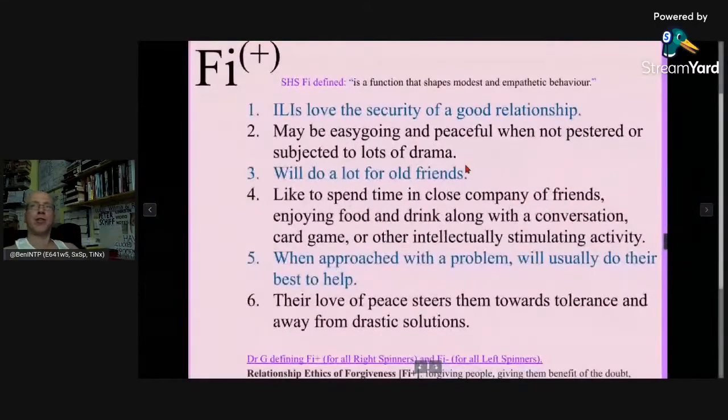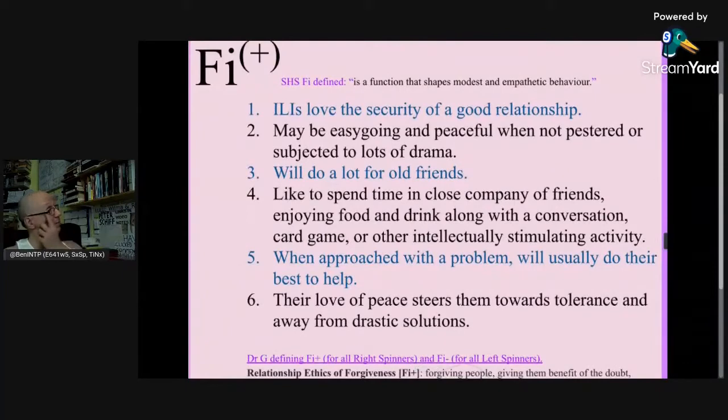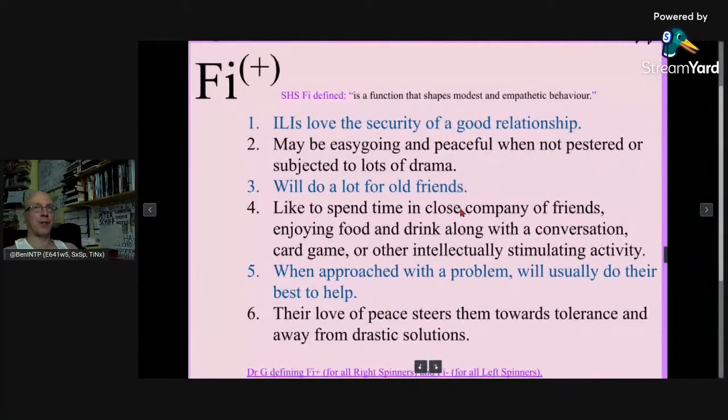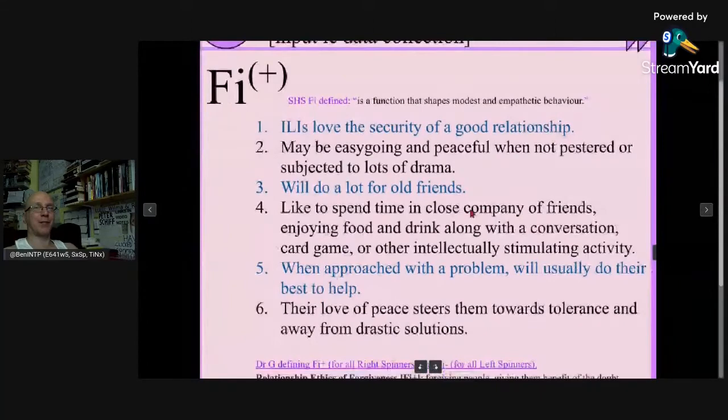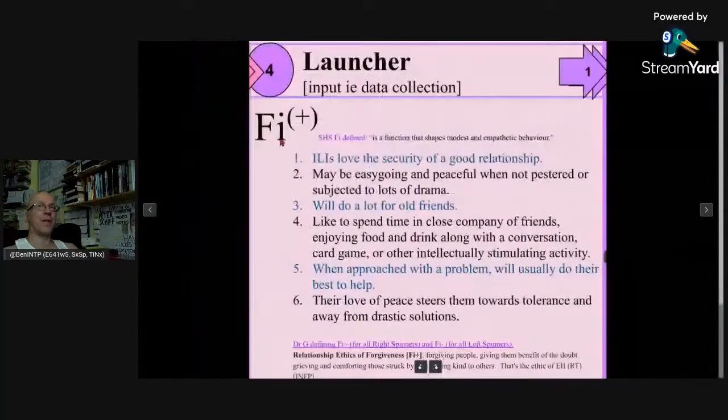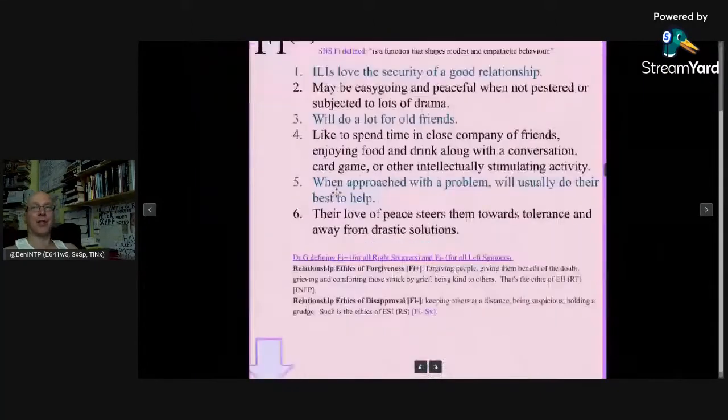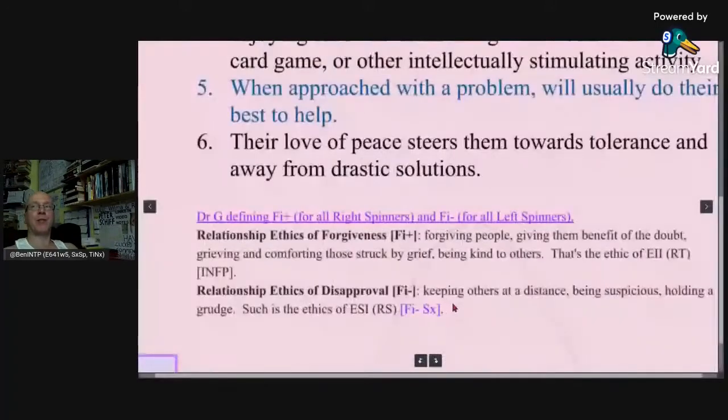Again, security of a good relationship. Yeah, because it's hard for them to find people that are like them. Well, I reckon they're like 1% of the population. Maybe he's going to appear when not pestered, also it's lots of drama. Yeah, they don't like drama. We'll do a lot for old friends. You see, what you got here with Victor is, I know how his system works. What's FI plus? FI plus is keeping others at a distance, being suspicious.